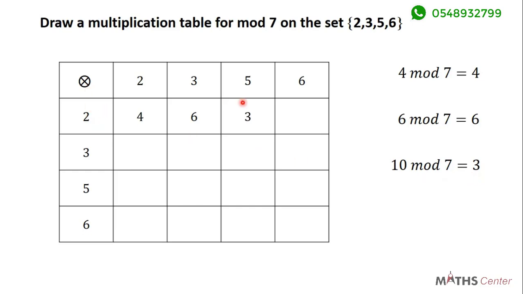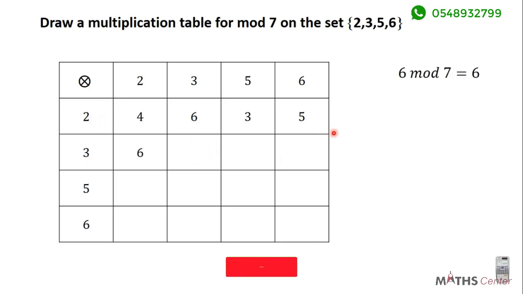Let's move on. 2 times 6 is 12. 12 mod 7 is 5. So when you subtract 7 from 12, you are going to get 5. 5 is smaller than the modulus, so 12 mod 7 is 5. Let's move on to the next rule. 3 times 2 is 6. 6 mod 7 is 6. 3 times 3 is 9. 9 mod 7 is 2. So you subtract 7 from 9 and you get 2. And 2 is smaller than the modulus, so 9 mod 7 is 2.